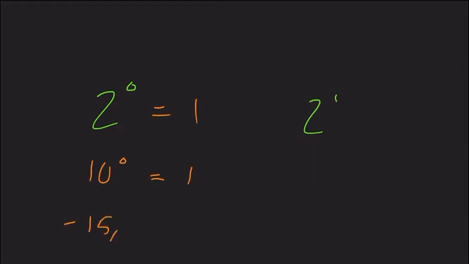The first two properties we're going to talk about are very simple. There's not much to them. The first one is what happens when we have something raised to the 0 power, and the second one is what happens when we have something raised to the first power. Whenever we have something raised to the 0 power, it equals 1 always. So 10 to the 0 power equals 1, negative 15,000 to the 0 power equals 1.